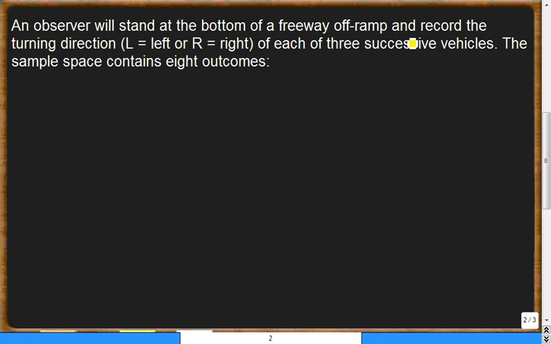Now let's look at the next one. An observer will stand at the bottom of a freeway off-ramp and record the turning direction of each of 3 straight vehicles. The sample space consists of 8 outcomes, so we'll see how those outcomes come about. The first car can either turn left or right. The second car can either turn left or right, and the third car can either turn left or right. So each option could go in 2 different ways.